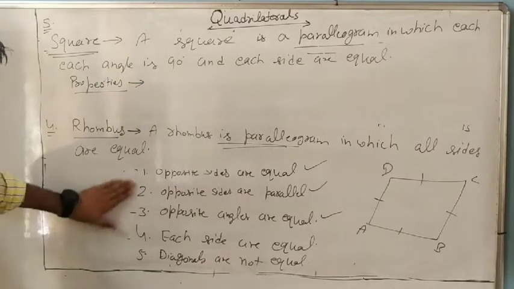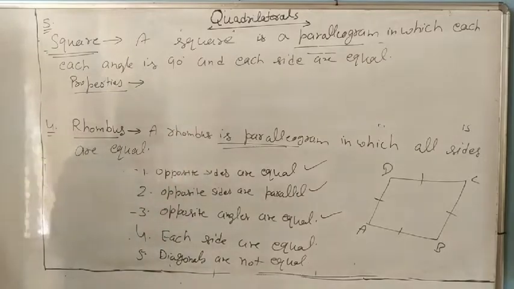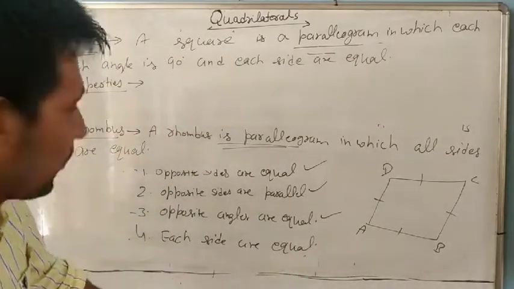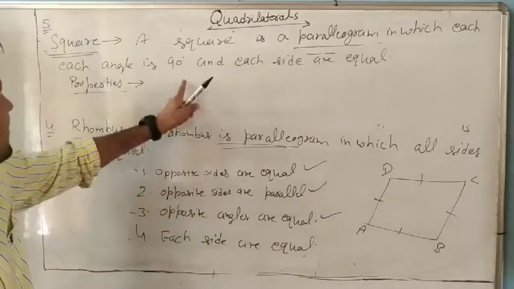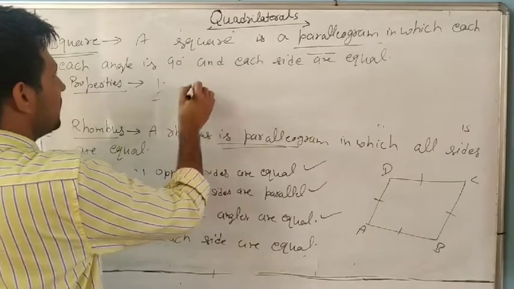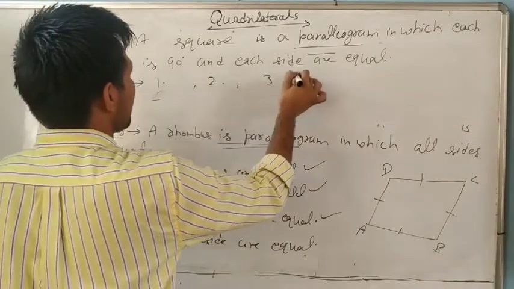All these 4 sides are equal. What are the properties in a rhombus? Same as in a square: 1, 2, 3 and 4 are equal.